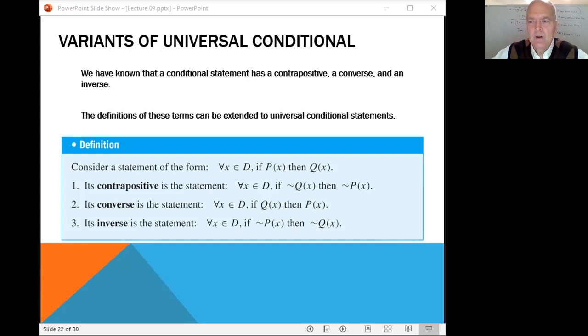So if we have a statement of the form, for all x in D, if P of x is true, then Q of x is true, its contrapositive is the statement, for all x in D, if not Q of x, then not P of x. That's the contrapositive. The converse is the statement, for all x in D, if Q of x is true, then P of x is true. And its inverse would be, for all x in D, if not P of x is true, then not Q of x is true.